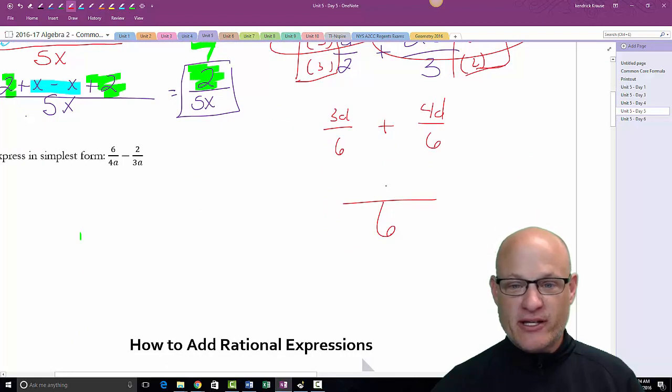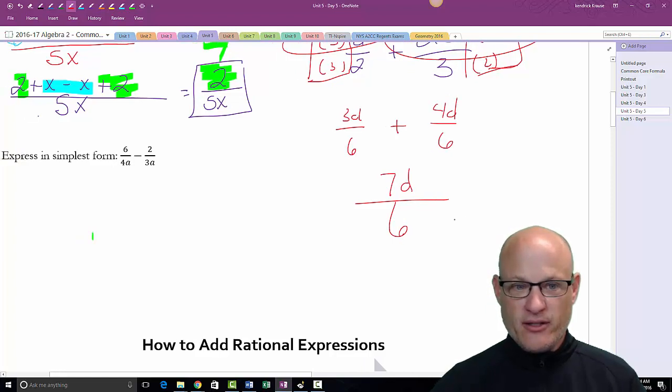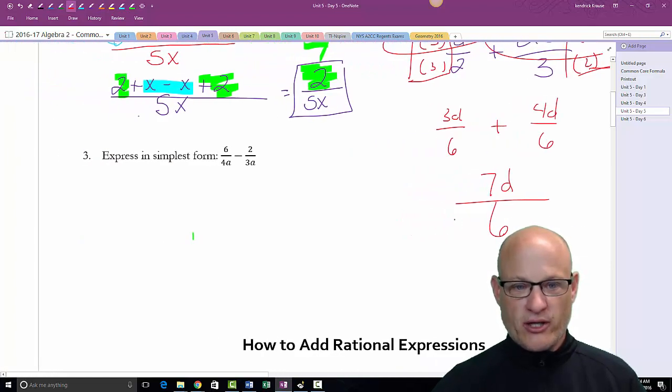3D plus 4D is a really cool movie. But in this case, it's 7D. Could you imagine a movie in 7D? I don't even know what that would be. That'd be like way cool. All right.